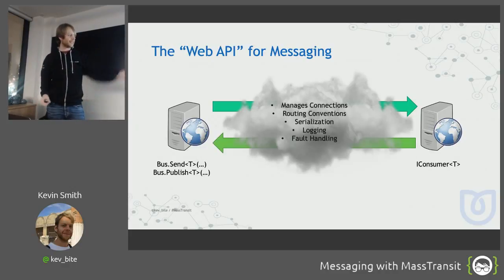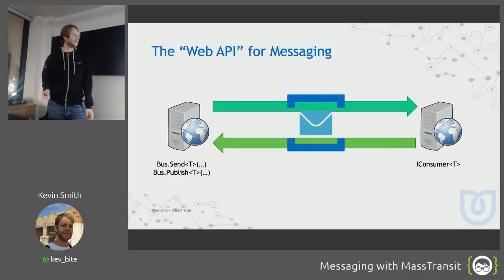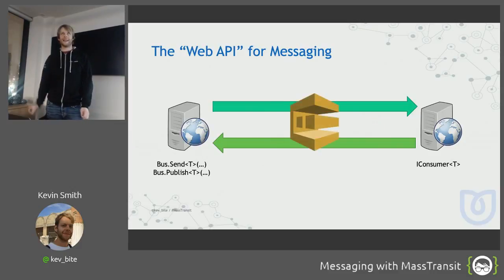And then the magic in between deals with all the managing your connections, your routing convention, how the topology works, and all the serialization. So it might be JSON, BSON, XML, or encrypted. It does all the logging for you as well, and does a lot of fault handling for you. So that sums it up as a very brief overview. But that is underpinned by a lot of different message brokers. One of the main ones is RabbitMQ, but it also supports Azure Service Bus, ActiveMQ, and SQS. So if you're using any of them, it just wraps them all up as well.